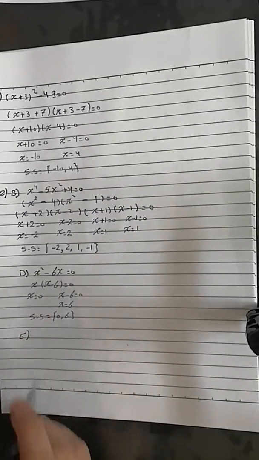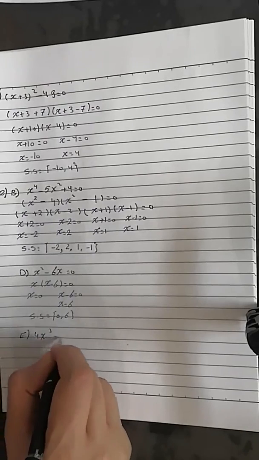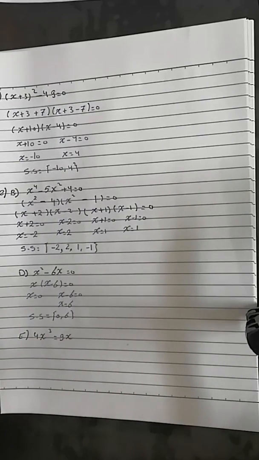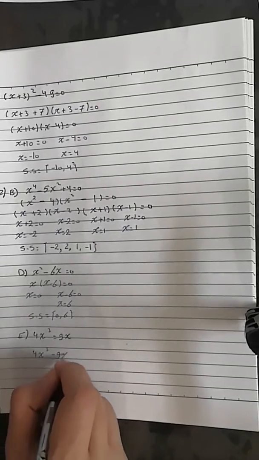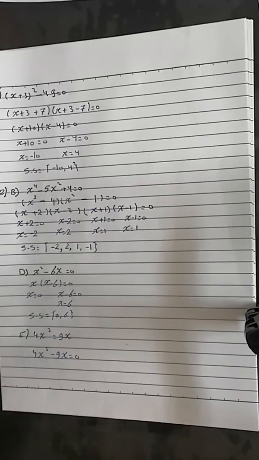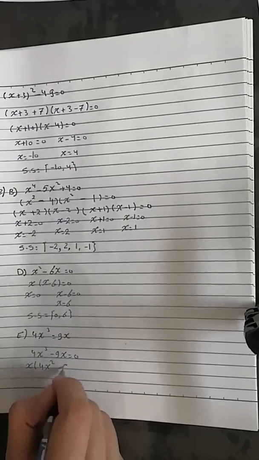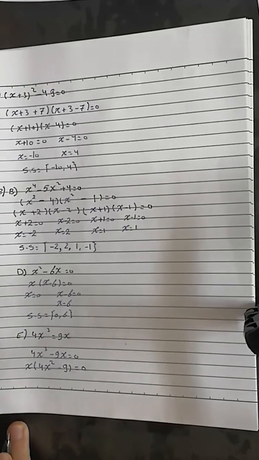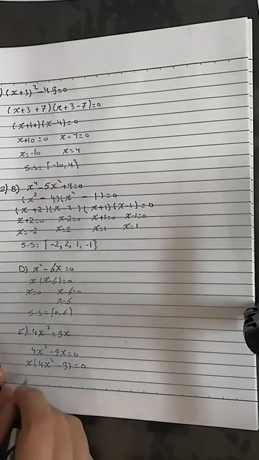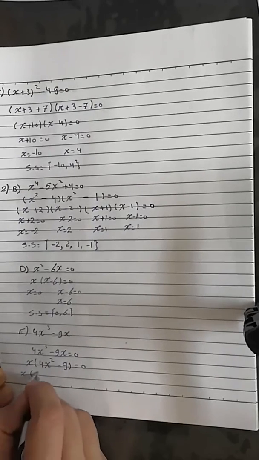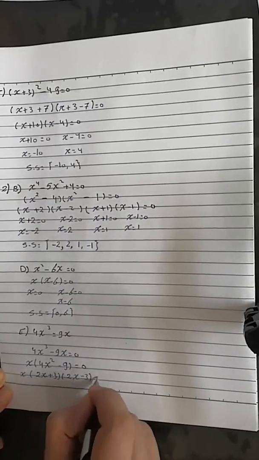Letter E. It's also easy. 4x power of 3 equals 9x. I will also make all of them on one side, so it will be 4x power of 3 minus 9x equals 0. I can take x as a common factor. I will have 4x squared minus 9 equals 0. I can factorize this bracket because it's the difference between two squares. x outside, and I have 2x plus 3 and 2x minus 3.